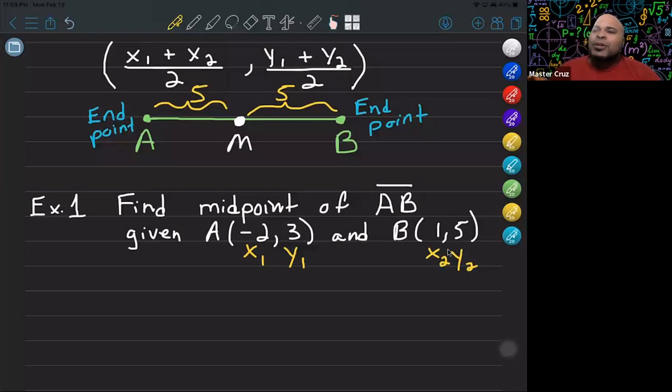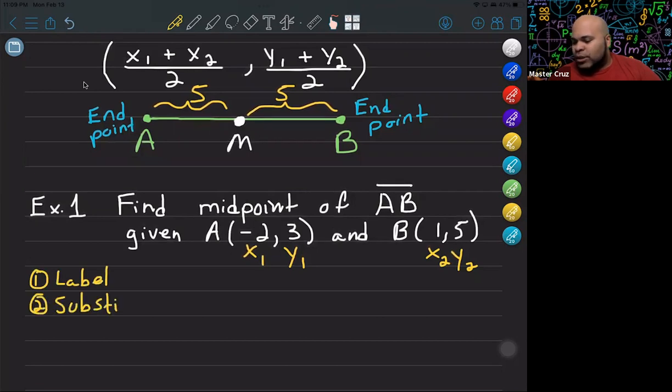And after I label them, which is my first step, then I substitute into the equation. So it's always the same steps. I'm going to write them for you. First, label the points, then substitute into the formula. These are the same steps that you will always do. Please do. I'll write them down. All right, so here we go.